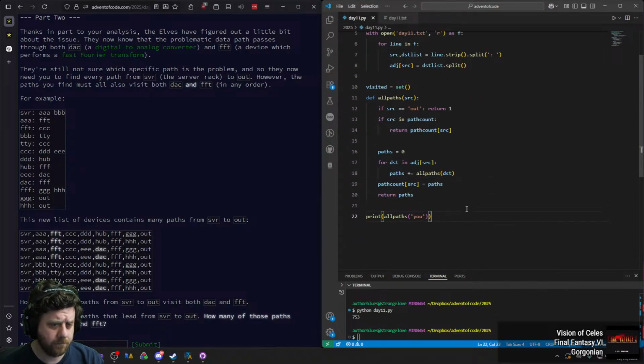Okay. Basically, I just want to look at all paths that have both of those in it.